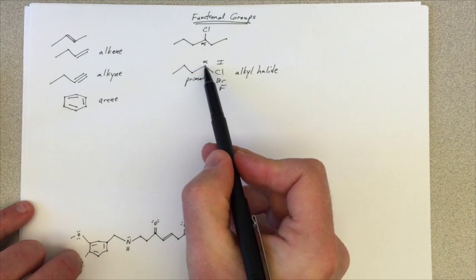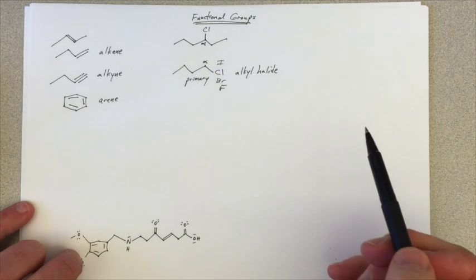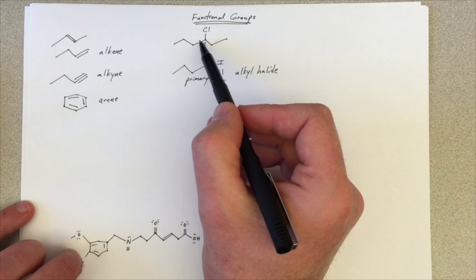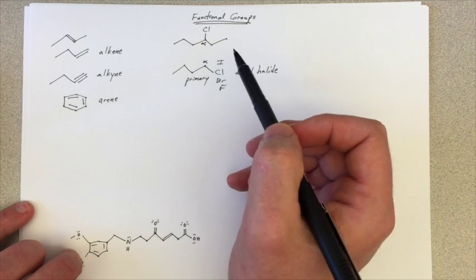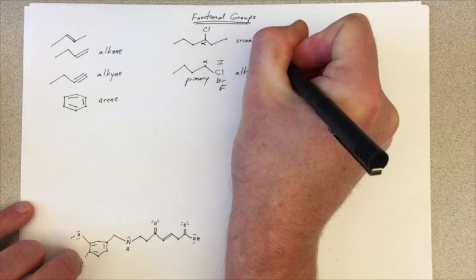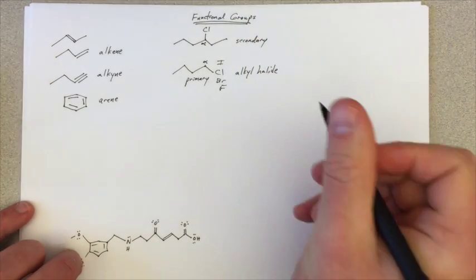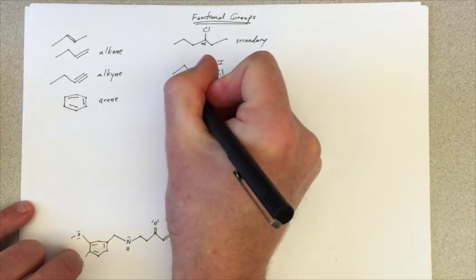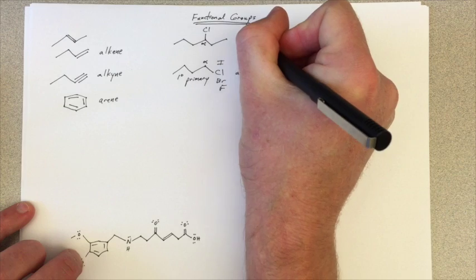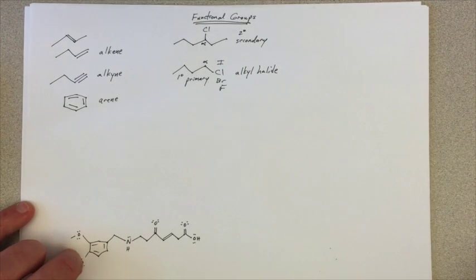Primary, indicating that the alpha carbon is only bound to one other carbon. This alkyl halide, its alpha carbon is bound to two other carbons, so we would call this a secondary alkyl halide. We can indicate this just with a 1, superscript, 2, superscript. That's primary, secondary. We can also have tertiary functional groups.